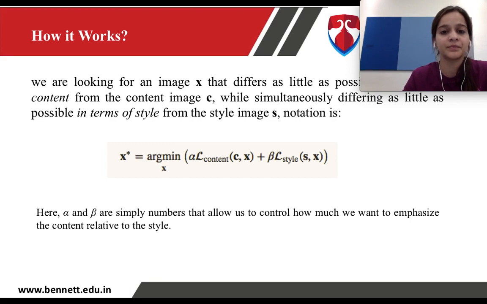Now how does it work? We are looking for an image that differs somewhat from the content image and which contains the style of the style image. Alpha and beta in this mathematical equation are hyperparameters. Through this alpha and beta, we can control how much style we want to impose upon the content image. So alpha and beta are the hyperparameters which give us flexibility. With alpha there is the content loss between the content image and generated image, and with beta there is the style loss between the style image and generated image.